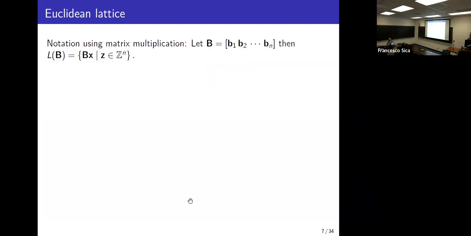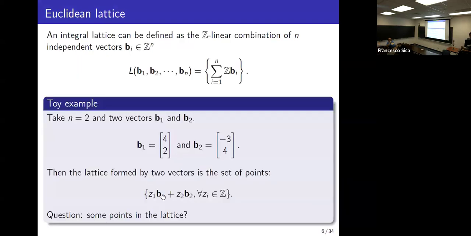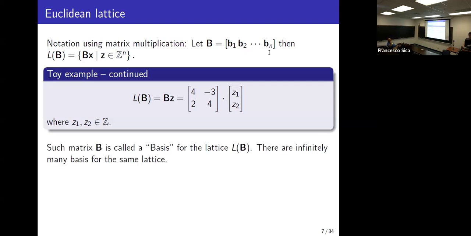Now another notation, just from linear algebra. Instead of using this one, I can combine B1, B2. Remember that I'm using the column form for vectors. So you can combine the two column vectors B1, B2 as a matrix and move Z1, Z2 out as the coefficients. That's how I get this form. This (4, 2) is the first vector, and (-3, 4) is the second vector, times the coefficients. So the lattice is generated by this basis B, the column-form matrix of all the basis vectors B1 to Bn. That's it.